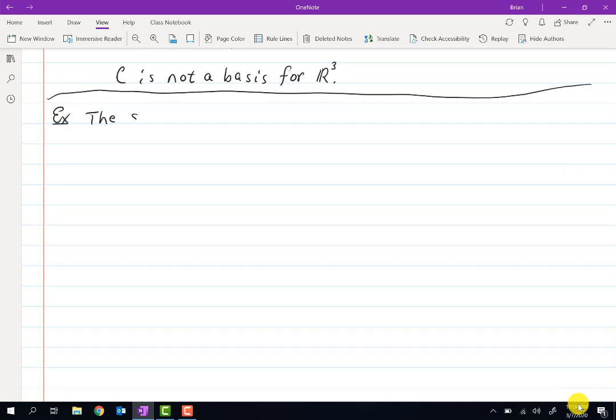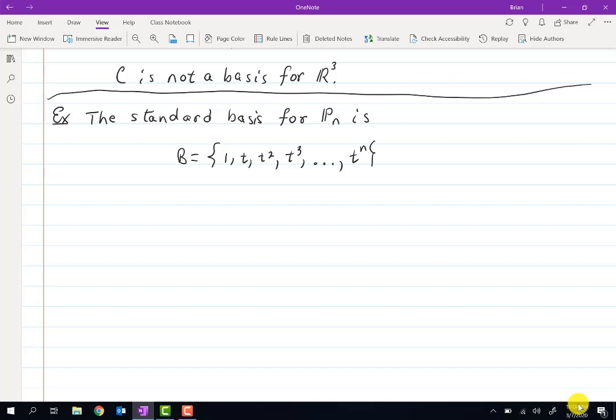The standard basis for P sub n is 1, t, t squared, t cubed, all the way until you get to t to the nth power. You should be able to see that it spans. Linear independence is very simple, but let's take a look at spanning. Well, let's do linear independence first.